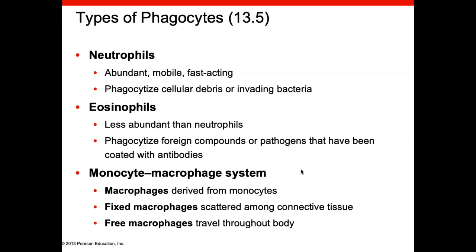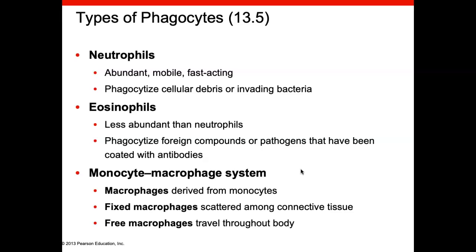There are different types of phagocytes. Neutrophils are very fast and abundant, and they will phagocytize cellular debris or invading bacteria. Eosinophils are less abundant. They phagocytize foreign compounds or pathogens that have been coated with antibodies. So a virus, our cells can't recognize a virus to phagocytize it, but once it is covered with antibodies, then the eosinophil can phagocytize.